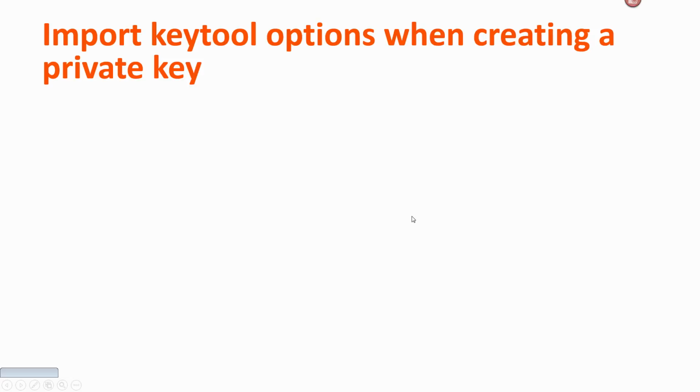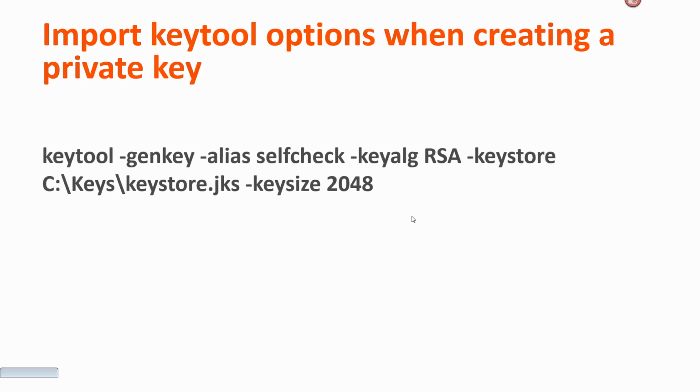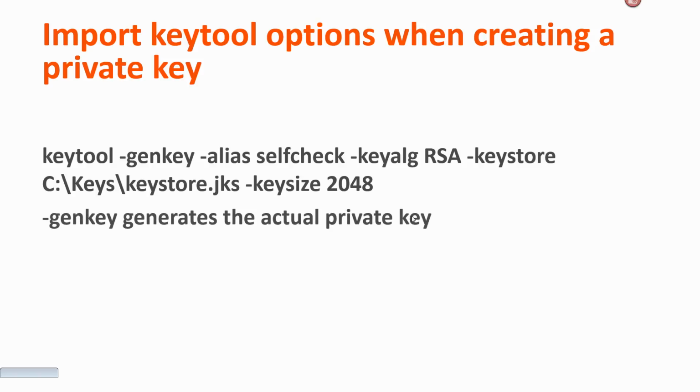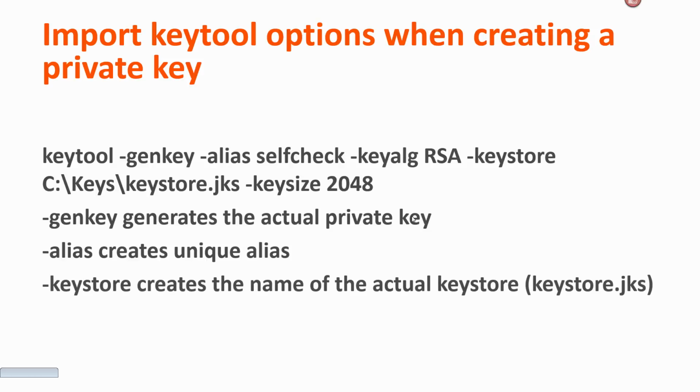When you create the private key, there are some important keytool options that you should know about. -genkeypair generates the actual private key pair. -alias creates a unique alias for the keystore. If you don't enter anything as a new alias, the default is mykey. -keystore creates the name of the actual keystore, in this case keystore.jks. -keysize must be at least 2048 bits to generate 2048-bit certificates. 1024 is not secure enough anymore.